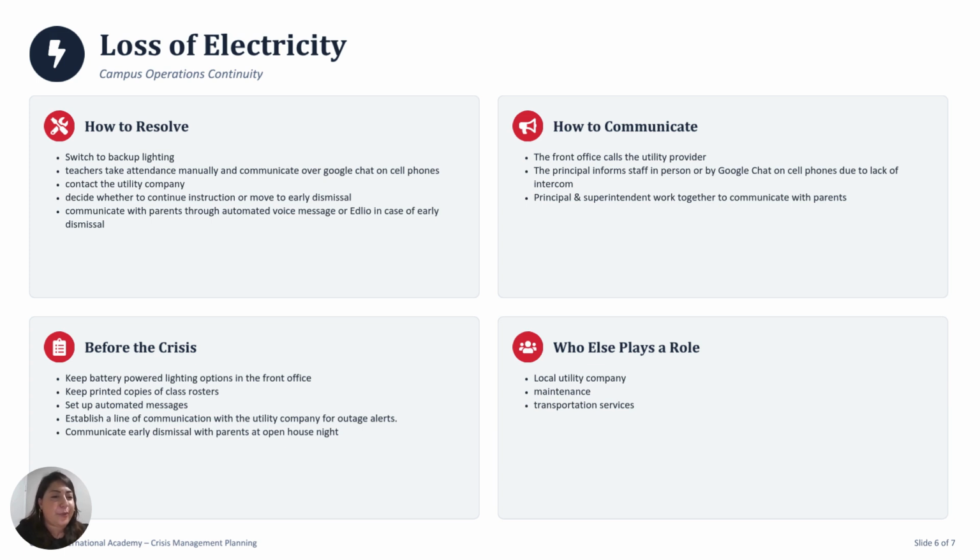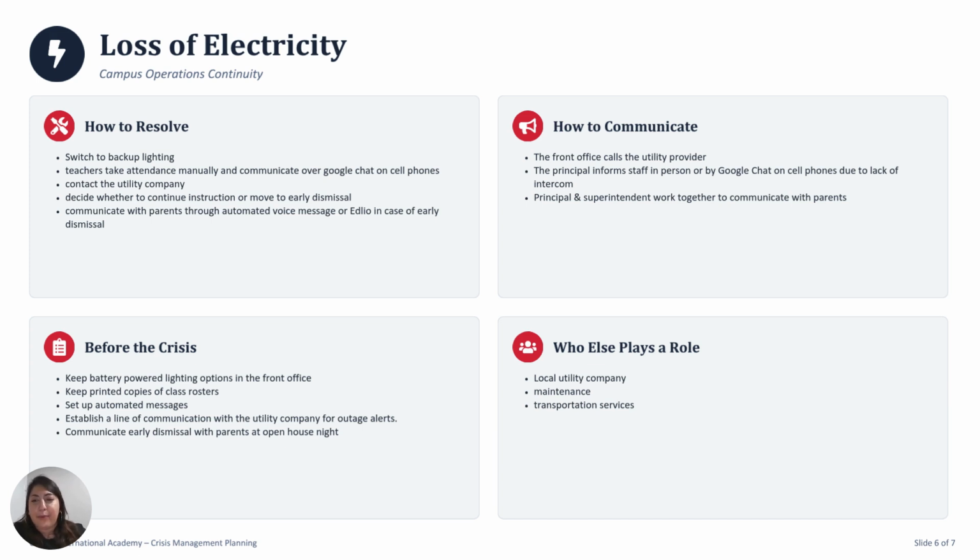So we will make sure that we have those battery powered lighting options and that they're stored properly. We're going to make sure we have those printed copies of class rosters for all of you. We're going to make sure we have the automated messages set up and that we have a very direct line of communication with the utility company in case this does happen. And so that is one thing that we will do beforehand to help us prepare.